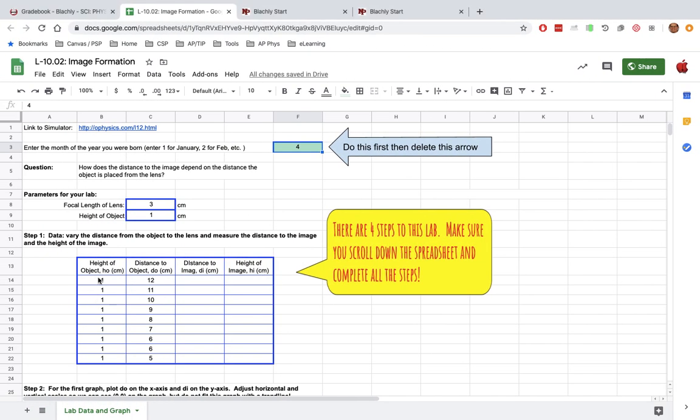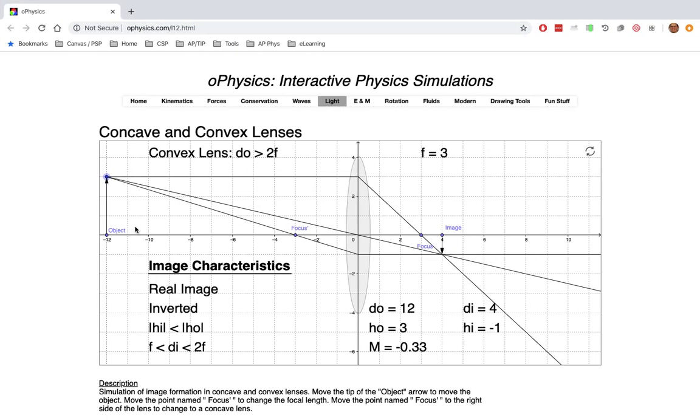So for example, in this lab, the height of the object is supposed to be 1 centimeter, and the distance to the object is supposed to be 12 centimeters, and you want to locate the distance to the image as well as the height of the image. Those are the things you are trying to find. So the focal length is 3, the height of the object is 1, and I want to make the distance to the object 12 centimeters.